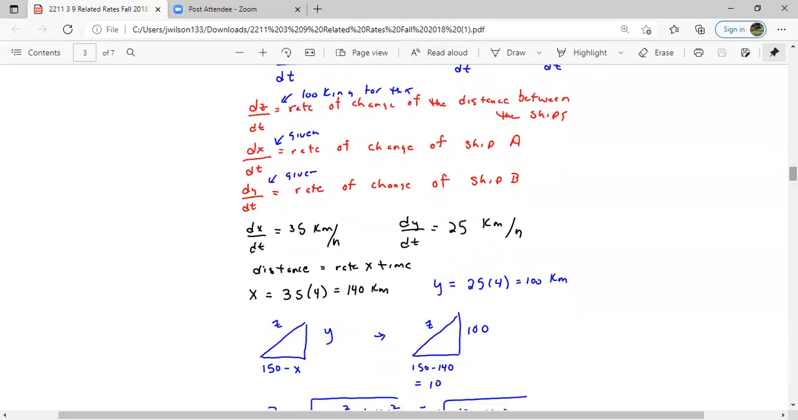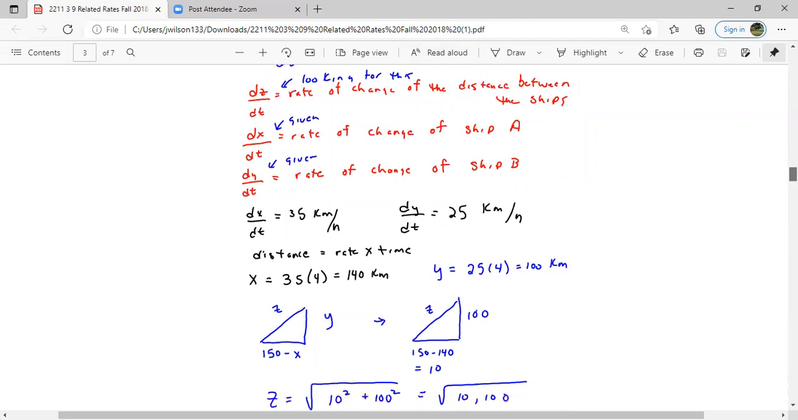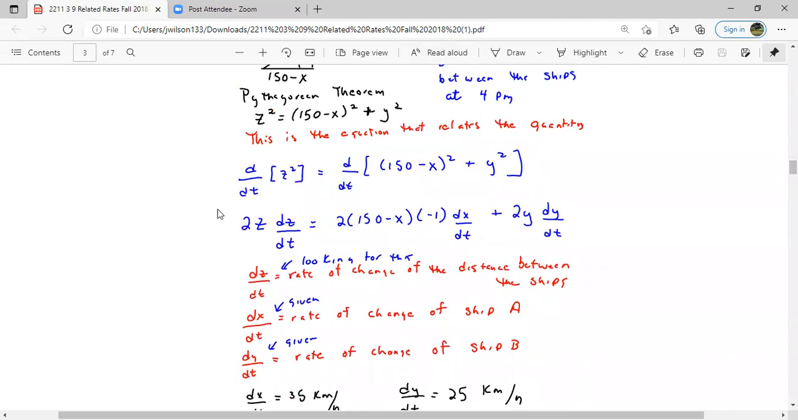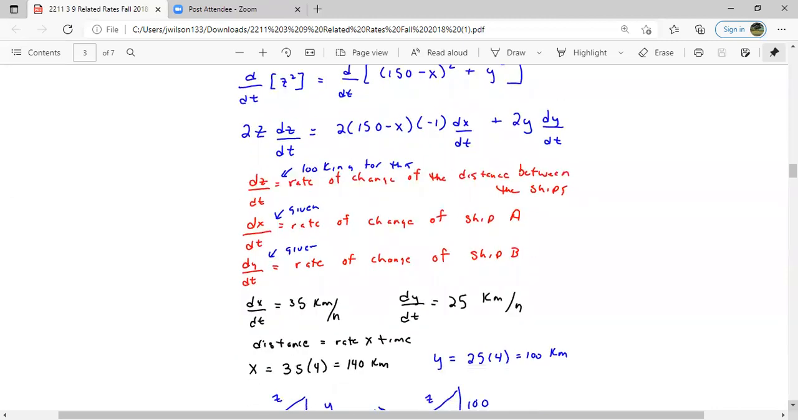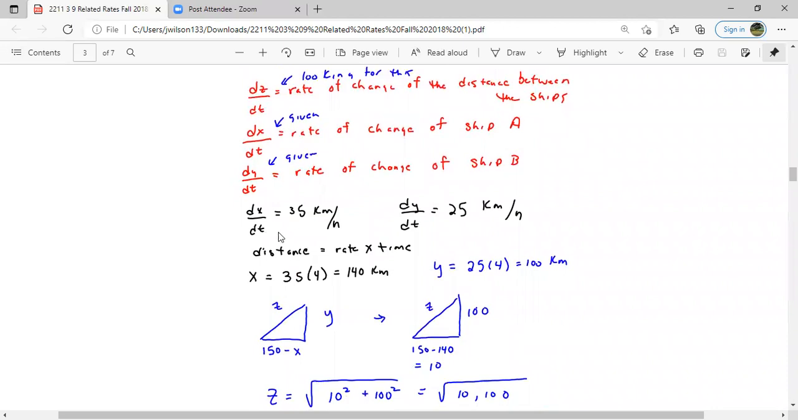now what I do need is X and Y. Really what we've got to do now is fill everything in, and we should have enough information to fill everything in except this dz dt. So we're going to need X and Y and Z. But we know how fast ship A is moving. It's 35 kilometers per hour. So in 4 hours, we know how far it has moved. Ship A has traveled 150 kilometers.